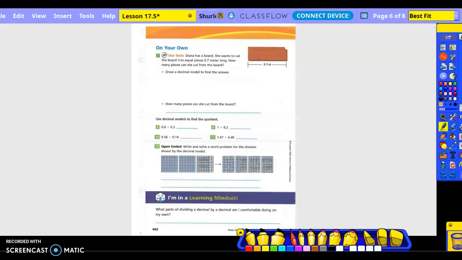Okay, since we have done so many of these and it's taken us so much time, we are going to put an X on 7 through 11. We are going to do 12 though. This is a little bit different. So open-ended, write and solve a word problem for the division shown by the decimal model.